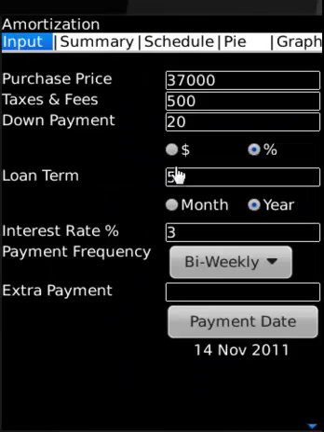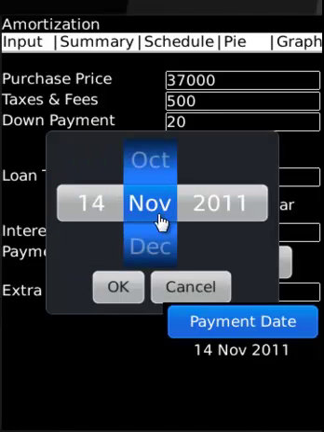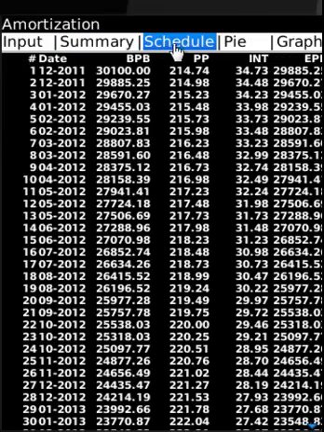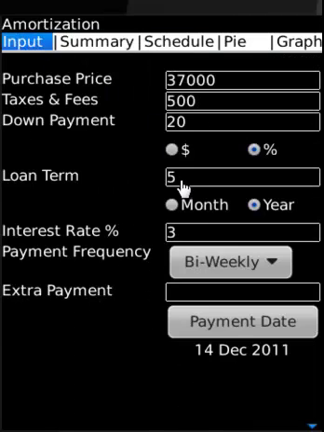Okay, and then we can also change the payment day and start date. So here we are saying December. When you go to the schedule, that's where the date starts from.